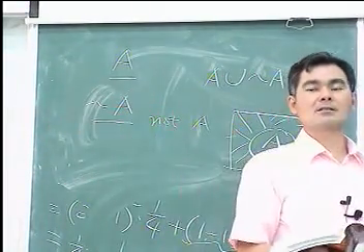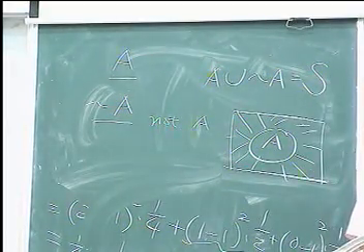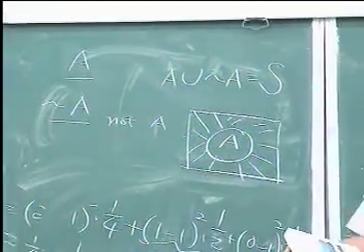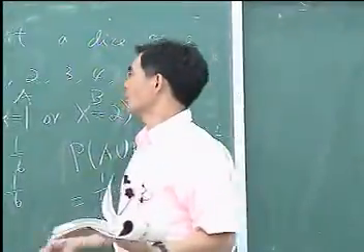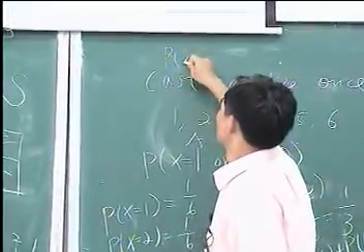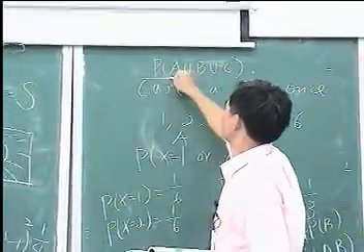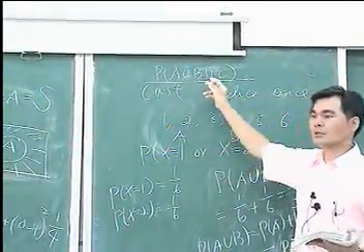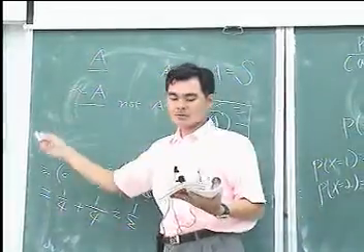We haven't discussed too much about it, so you don't have to worry about it, but you do need to know this. And also P of A union B union C. You need to know this formula. You need to know these two, but you don't have to worry about this kind of complement rule.